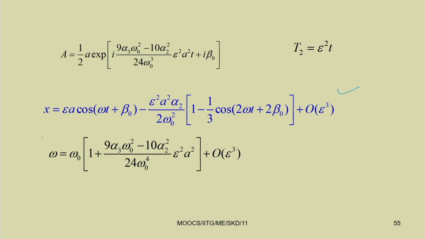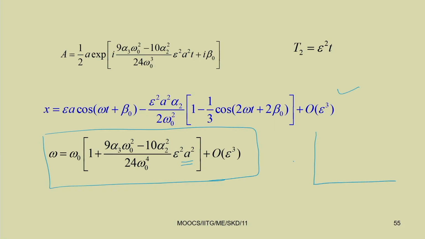From this, we can get a relation between omega and A. Unlike in a linear system where omega and A are independent, here omega, that is the frequency of the nonlinear response, is a function of the amplitude of oscillation. So we can plot this equation to get the relation between omega and A, and then knowing this relation, we can find the value of x and plot x versus t to get the free vibration response of the system.